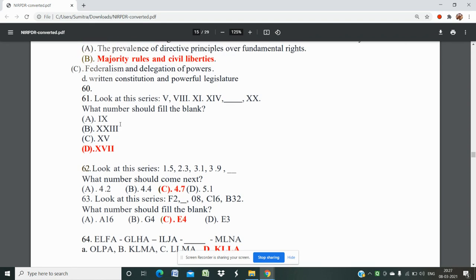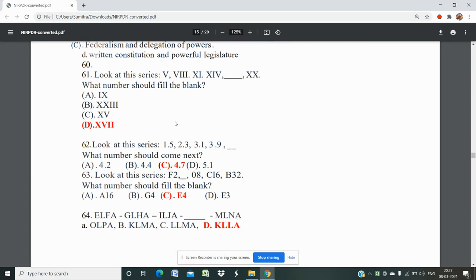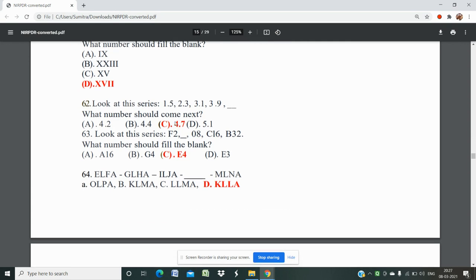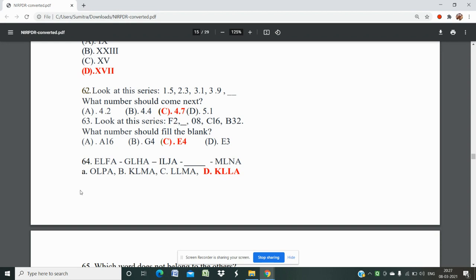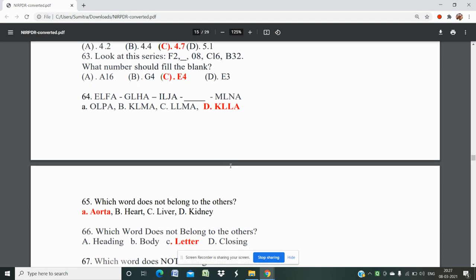Then question number 61, look at this series. This is a question from reasoning. Yes, there is a possibility that questions come from reasoning. We should touch this part also and practice more on reasoning. Number series questions are coming, like missing numbers and continuation of numbers. I won't discuss all this because you all know it.